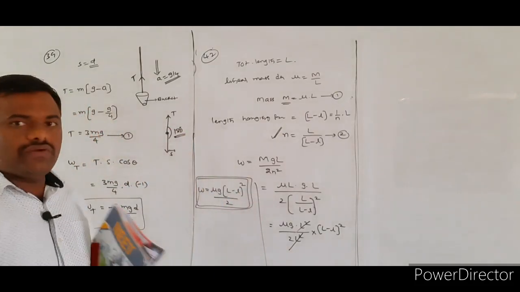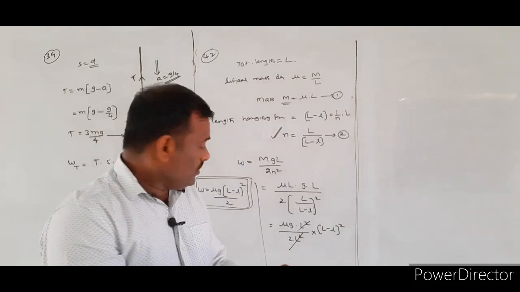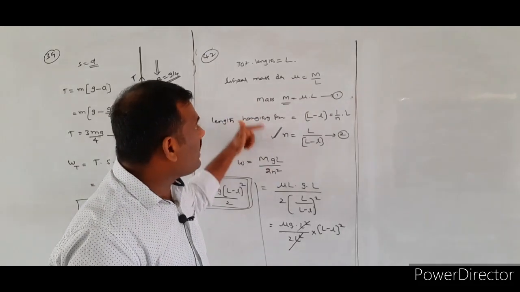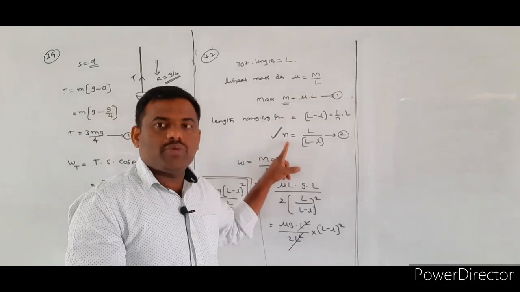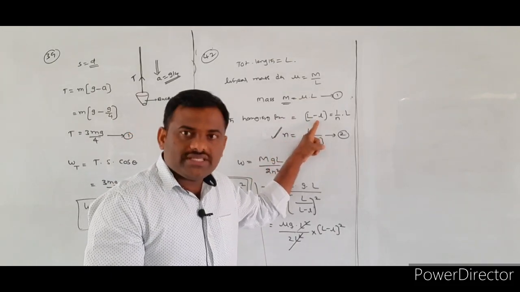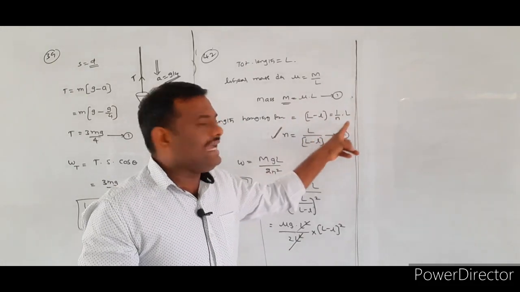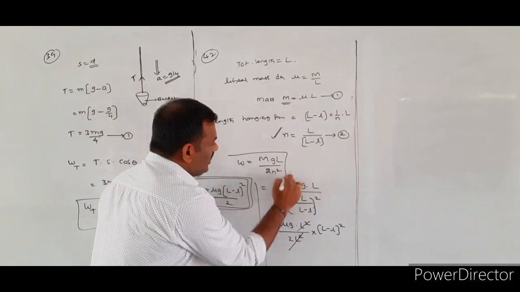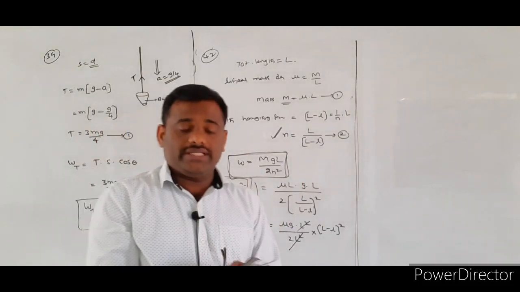Work done is required to pull the total hanging part of the chain onto the table. So the first option is correct. Here we have to understand two factors: how can we get the total mass, and how can we get the small l? The length of the hanging part is equal to 1 by nth portion of the total length. So we apply this principle in the formula W is equal to mgl by 2n square. Mgl by 2n square. Very important.